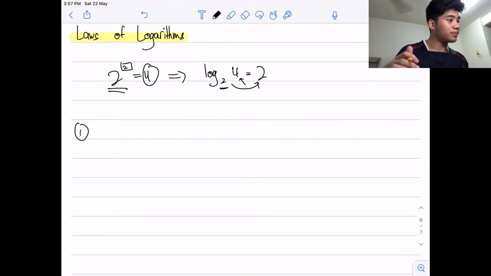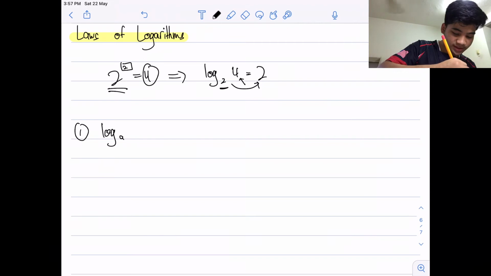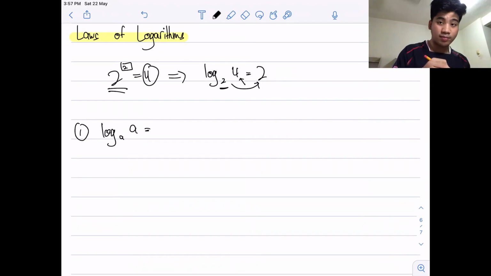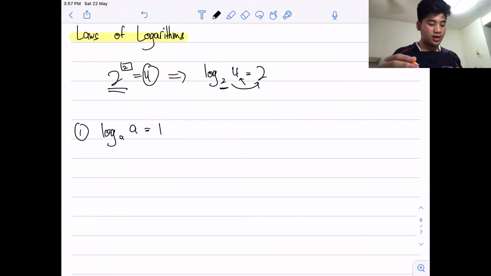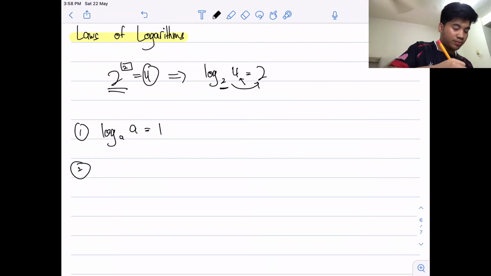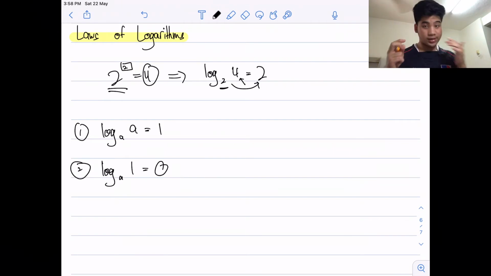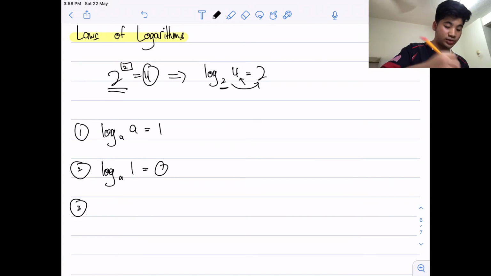Alright, let's say you've been given log base a and the number to be logged is a. Basically, since the base and the number are the same, you get 1, because a to the power of 1 would get a. Alright? So let's look into number 2. We have log base a 1. This would equal 0 because we know from indices anything to the power of 0 equals 1. So a to the power of 0 equals 1.